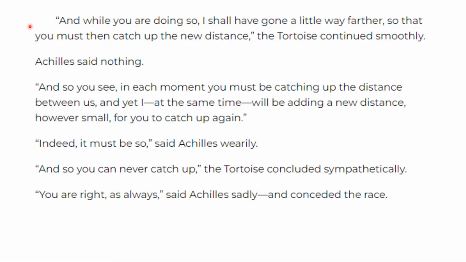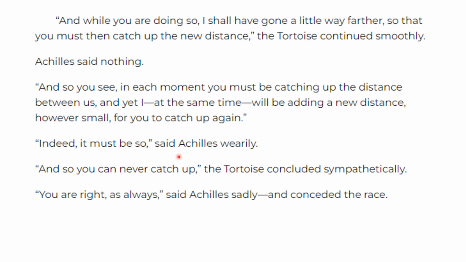And while you are doing so, I shall have gone a little way further, so that you must catch up that new distance. And so you see, in each moment, you will be catching up the distance between us, and yet I, at the same time, will be adding a new distance, however small, for you to catch up.